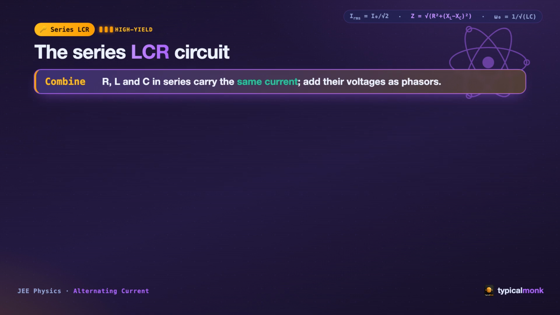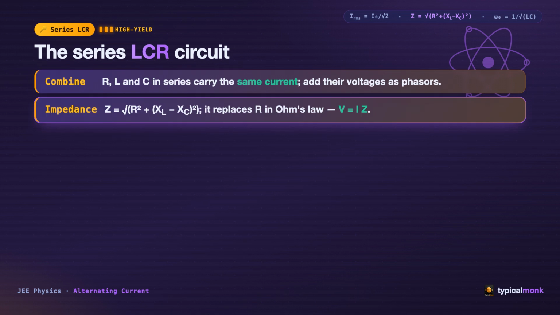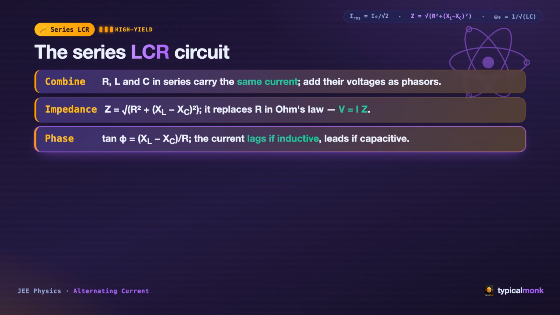Now put all 3 in series. The LCR circuit. Combine the resistor, inductor, and capacitor in series. All carry the same current, so we add their voltages as phasors. Impedance, Z equals the square root of R squared plus (XL minus XC) squared, and it replaces R in Ohm's law, V equals IZ. Phase: the tangent of phi equals XL minus XC over R.